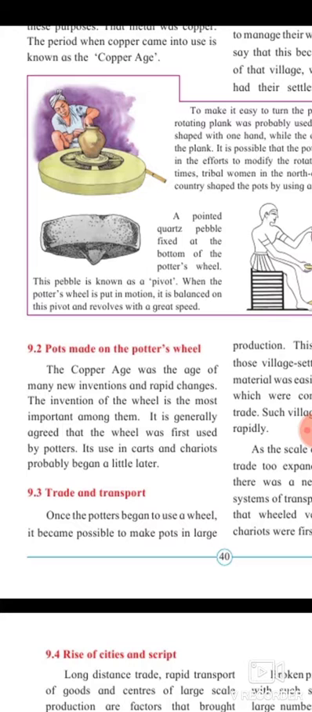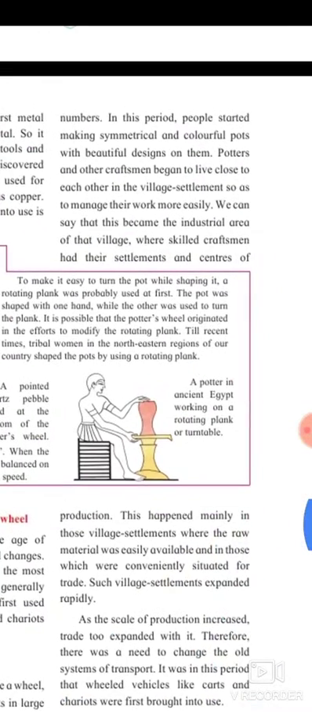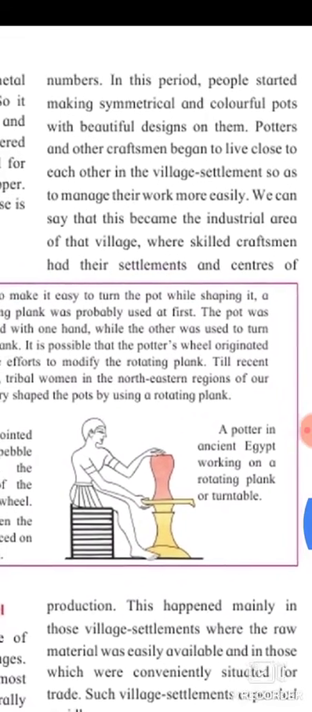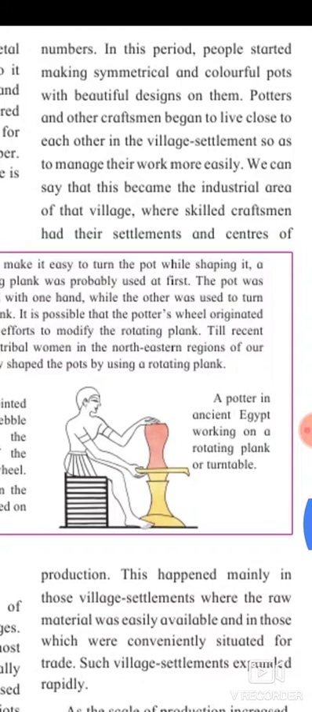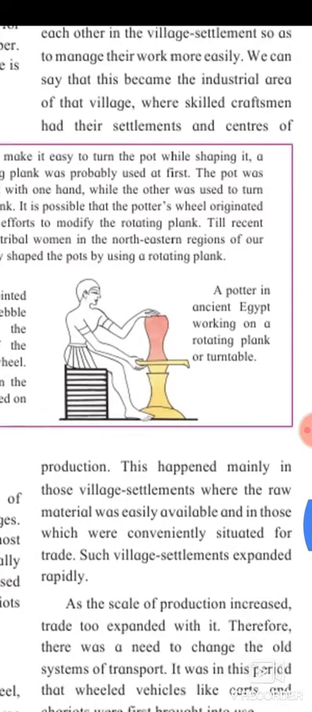9.3 Trade and Transport. Once potters began to use a wheel, it became possible to make pots in large numbers. In this period, people started making symmetrical and colorful pots with beautiful designs on them. Potters and other craftsmen began to live close to each other in the village settlement so as to manage their work more easily. We can say that this became the industrial area of the village, where skilled craftsmen had their settlements and centers of production.